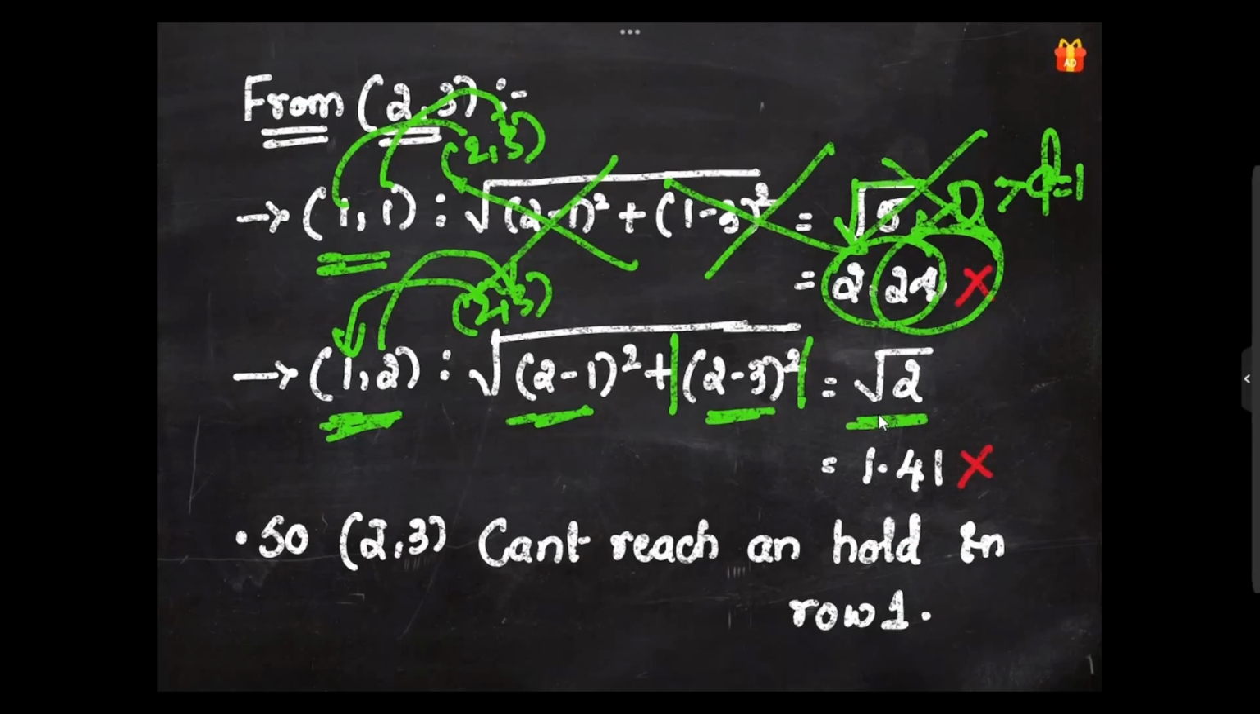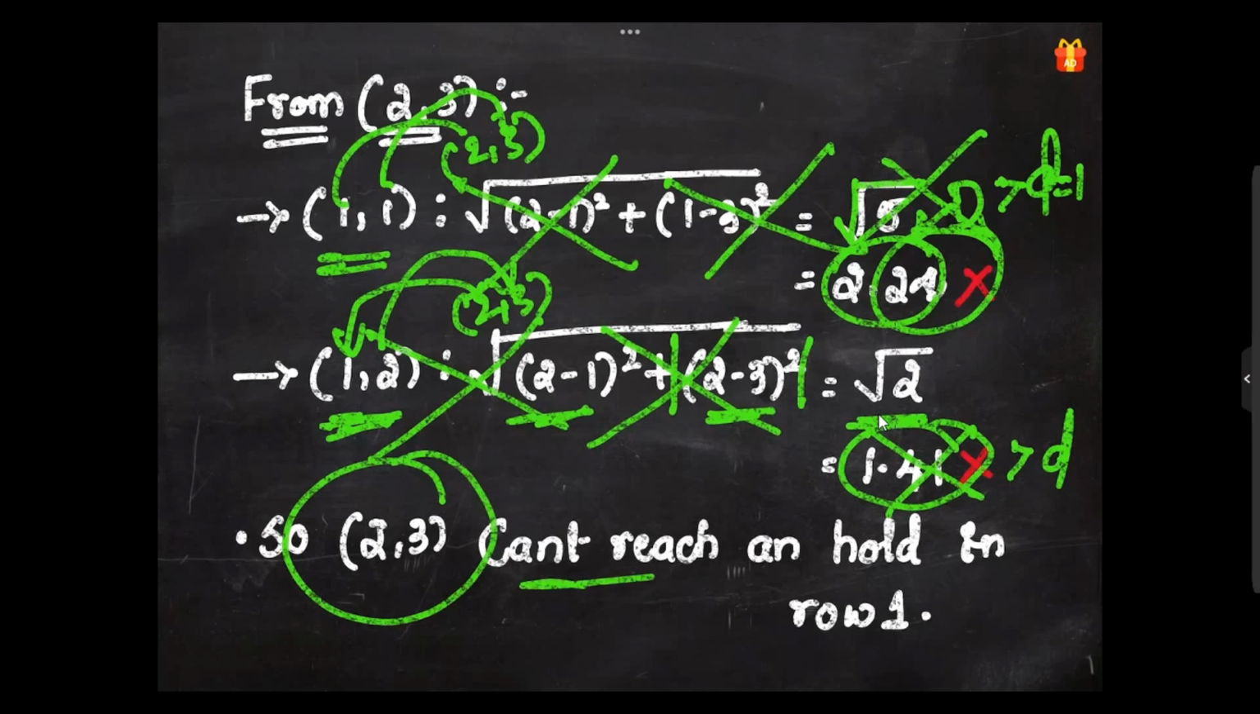Or you can just consider this in this way also. Minus 1 whole square will be minus 1 into minus 1, it will be 1 actually. So here we are left with 1 plus 1, nothing but square root of 2. Square root of 2 is nothing but 1.41. So 1.41 again is greater than d. This also miserably fails. So 2 comma 3 cannot reach hold in row 1.